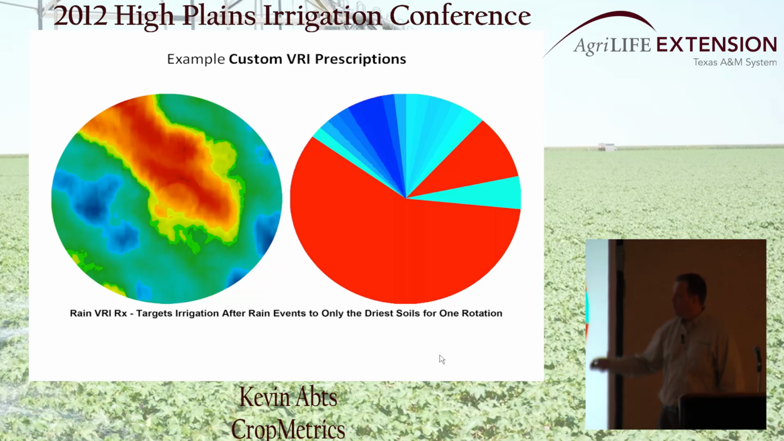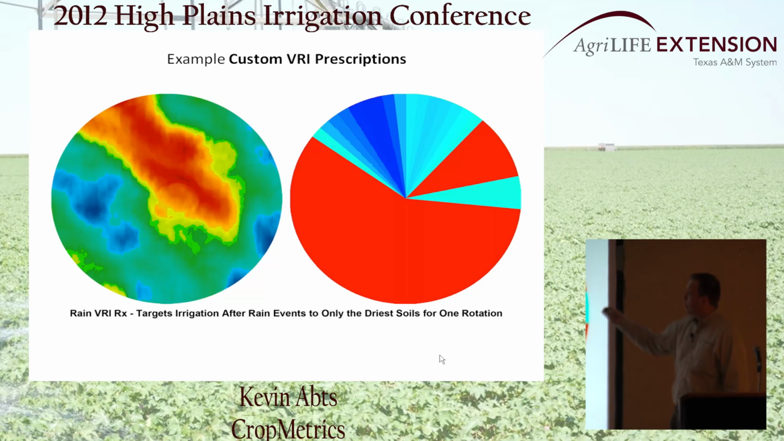So he says, well, I don't really want to irrigate this part of the field. So he came up with this prescription that he coined a rain VRI prescription. Basically what he says is, I'm going to have this in the queue. It's going to be ready to go. I get that rain event. I see it in the soil moisture data.